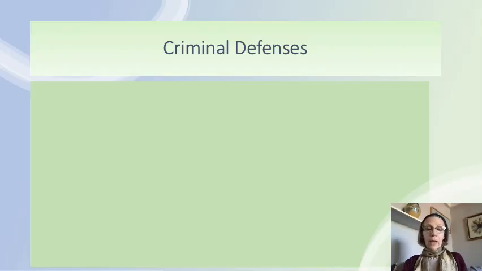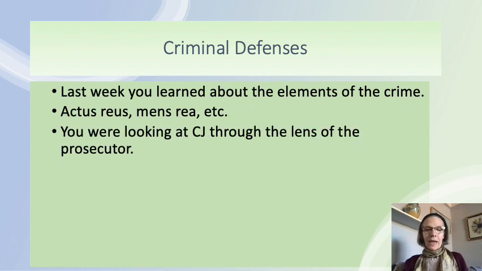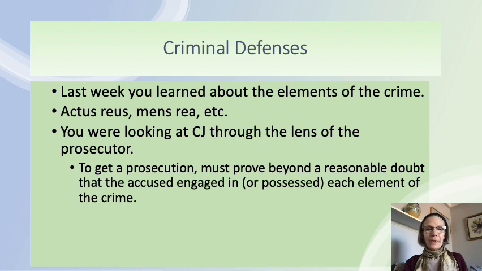Hello and welcome to Topic 6, Lecture 1, and in this lecture we're going to be learning about criminal defenses. Last week we learned about the elements of the crime, actus reus, mens rea, etc. And so you were looking at the criminal justice system through the lens of the prosecutor. The goal of the prosecutor is that to get a prosecution, the prosecution must prove beyond a reasonable doubt that the accused engaged in or possessed each element of the crime.